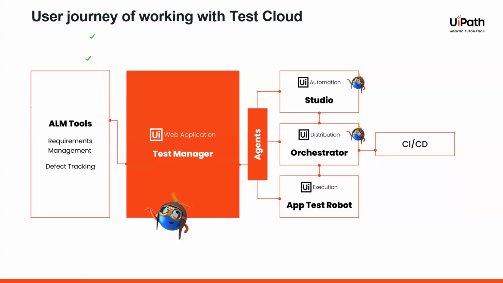From Test Manager, agents connect to Studio, Orchestrator, and the App Test Robot to create, distribute, and execute tests. And through Orchestrator, everything can be fully integrated with your CI/CD pipelines. So the entire flow from requirements to execution runs seamlessly through Test Cloud, powered by agents.